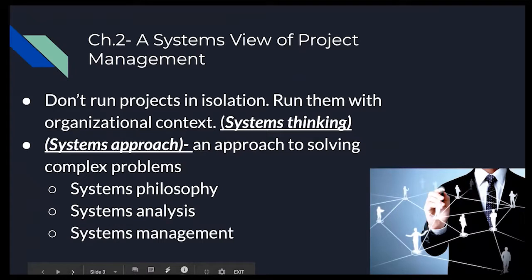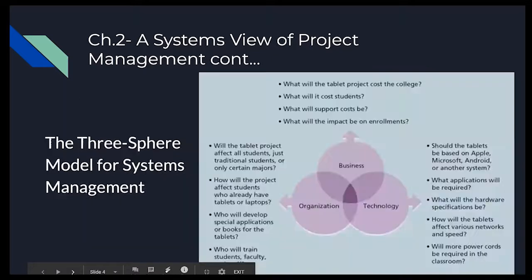So essentially, when you are going to do a project, you can't think of it as an isolated entity. You have to think of how it's going to connect to every single part of the organization. That's called systems thinking. Systems philosophy is thinking of things as a system, like our body. There's a whole bunch of different systems in our body, and they all come together collectively and form one unit. And then systems analysis, this is the equation part of it. And then the next slide will go into systems management.